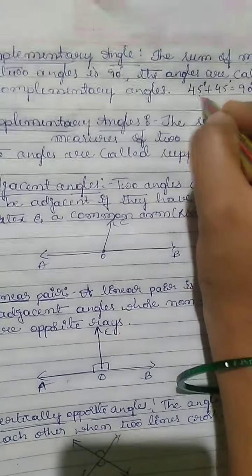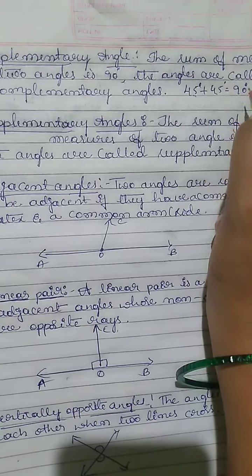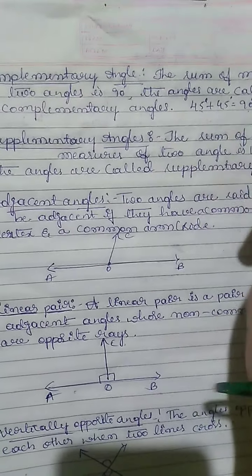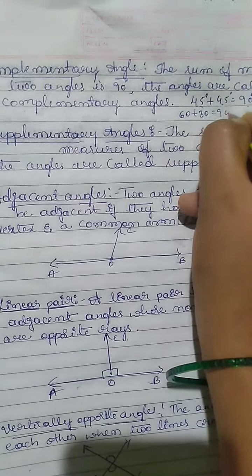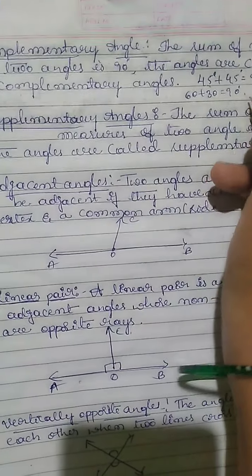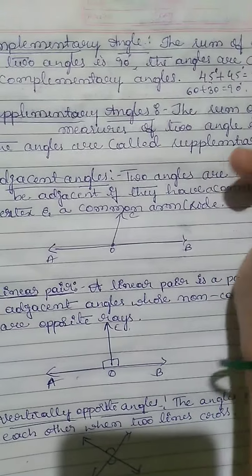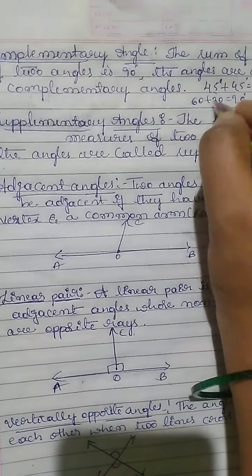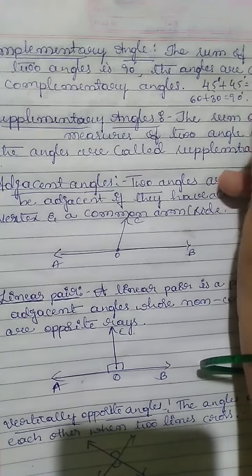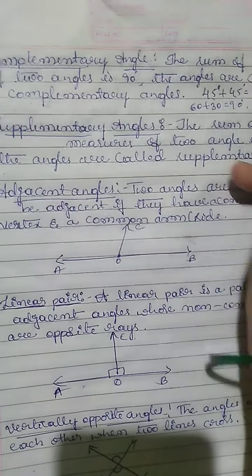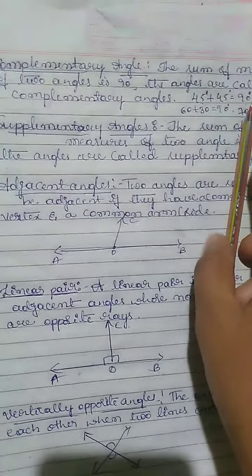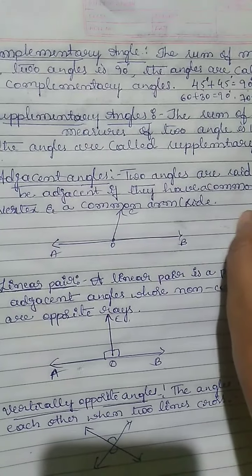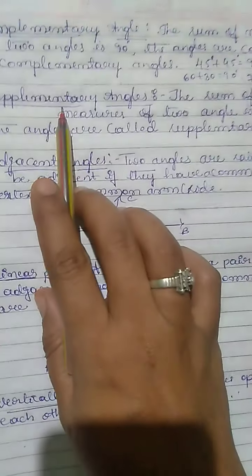Then these two angles are complementary angles. Not only these two, but 60 plus 30, 90 degrees. These two are complementary angles. And some more measures. How much? 70 plus 20, 90 degrees. Complementary angles. The sum of the measures of two angles is 90 degrees. It gives complementary angles.